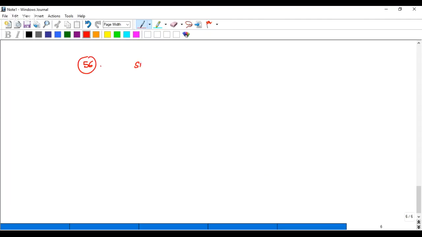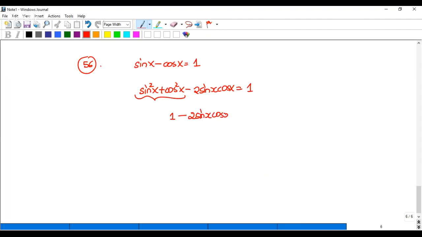56, I'm given sin x minus cos x, the value is 1. Squaring it, I get sin square x plus cos square x minus 2 sin x cos x is 1. And I know the value of sin square x plus cos square x is also 1. Minus 2 sin x cos x is given as 1. 1 gets cancelled. What I get is the value of sin x cos x is 0.